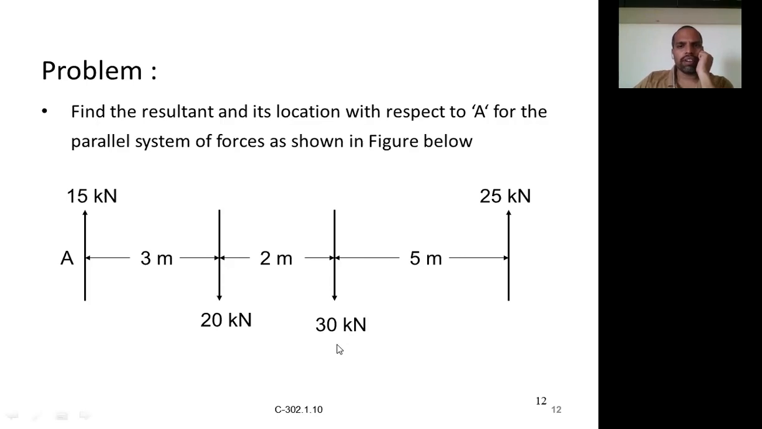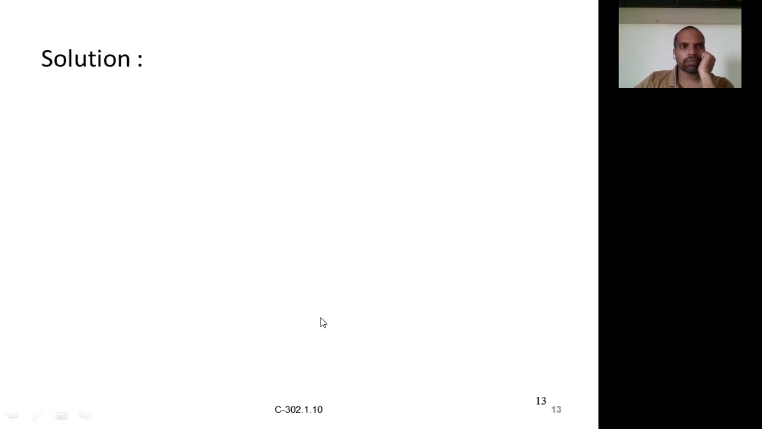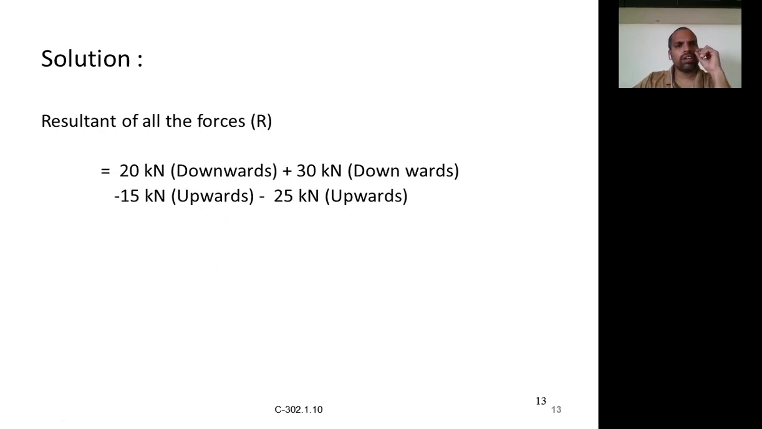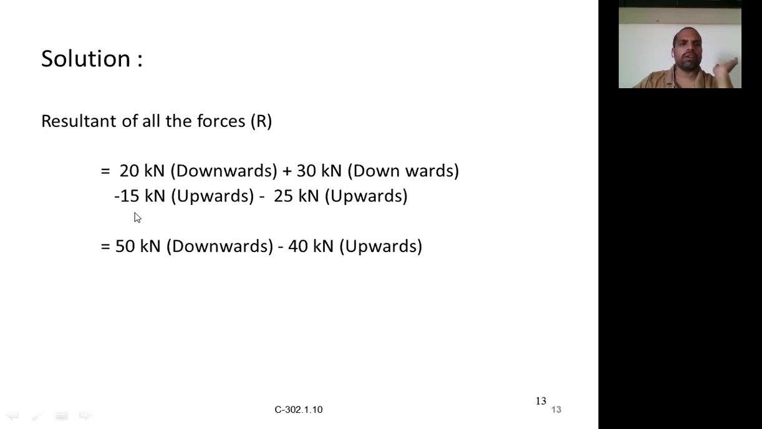Let us see how to solve the problem. The resultant of all the forces is equal to 20 kilonewtons plus 30 kilonewtons downwards, minus 15 kilonewtons upwards and 25 kilonewtons upwards. It is nothing but the algebraic sum of all the forces. That's all, one line. 15 downwards, 40 upwards. But the net force is 10 kilonewtons downwards.